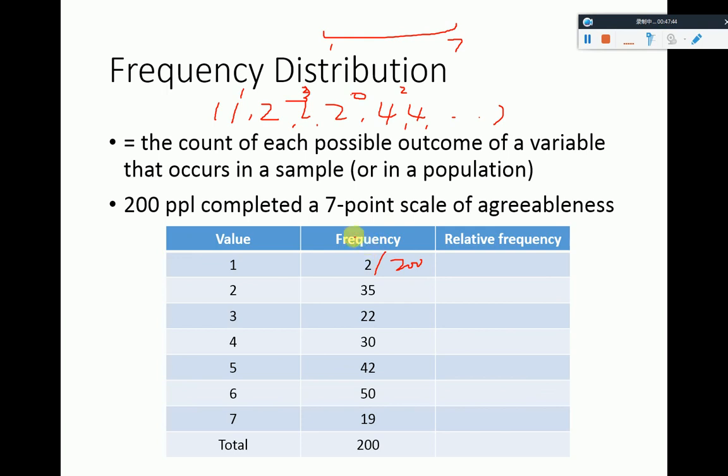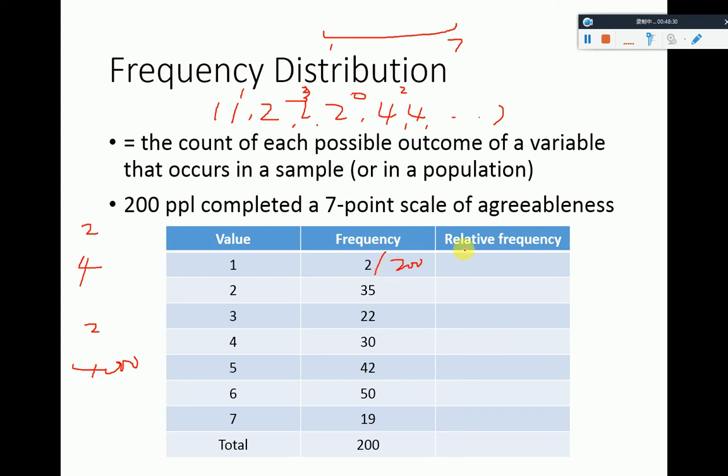Because we said, if we only look at absolute frequency counts, this number can mean very different things depending on the total sample size. So if we have only 4 people and we notice that 2 people scored 1, that means half of them are the least agreeable. This group of people is a very disagreeable bunch. But if we have 2 people out of, say, 4,000 individuals that score 1, that means very few people in this sample are disagreeable.